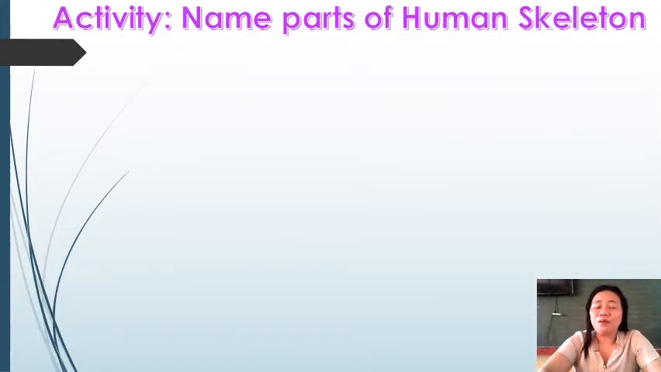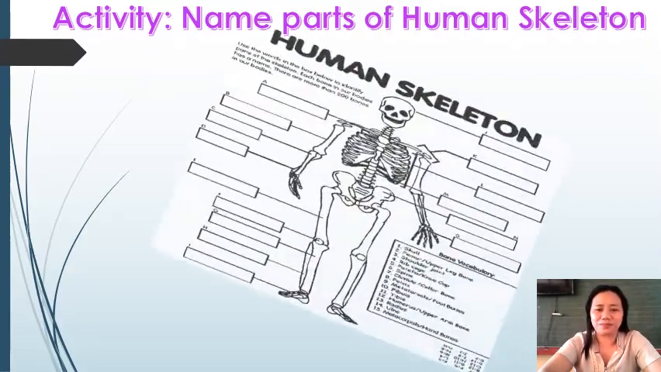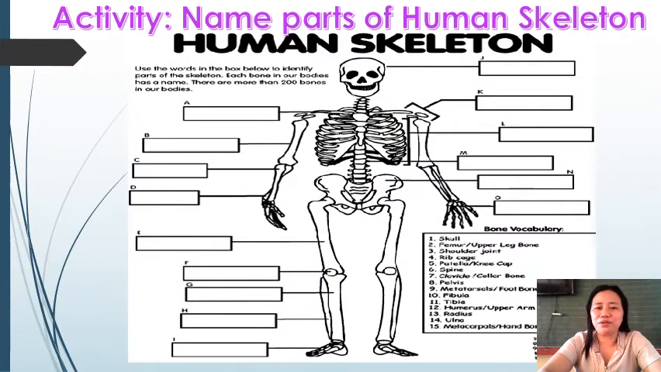Now, we have another activity. I would like you to name the parts of the human skeleton. Here is the picture of the human skeleton. Use the words in the box below to identify the parts of the skeleton. Each bone in our bodies has a name. And remember, there are more than 200 bones in our body.